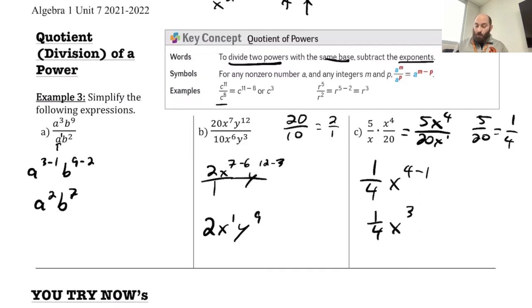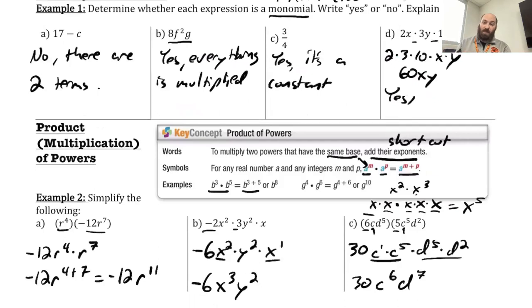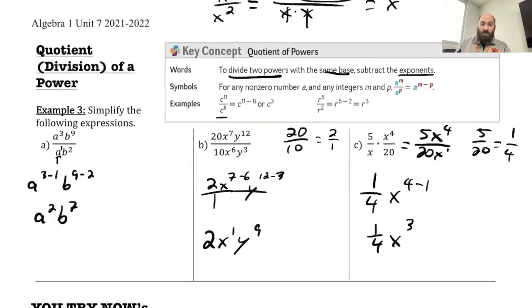Okay, that's it for these properties. We'll have more in future lessons, but two main ones. If I multiply with the same base, we add our exponents together. If I divide with the same base, we subtract.